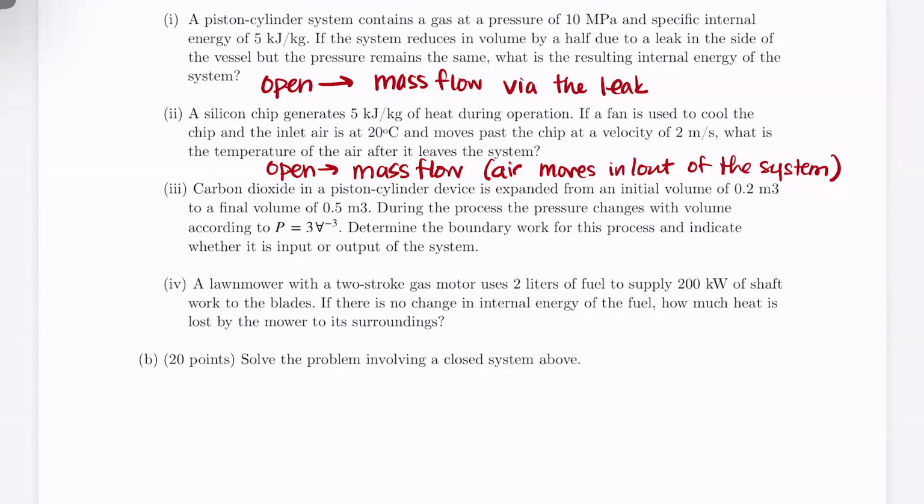Closed, great, yes. So we have a closed system. So that's good.